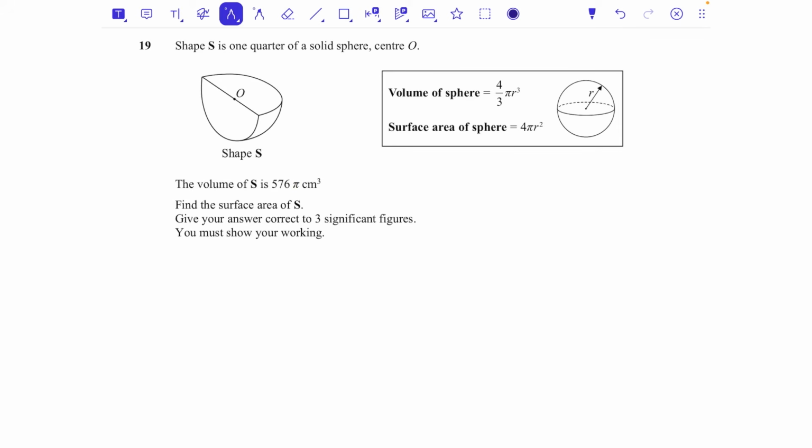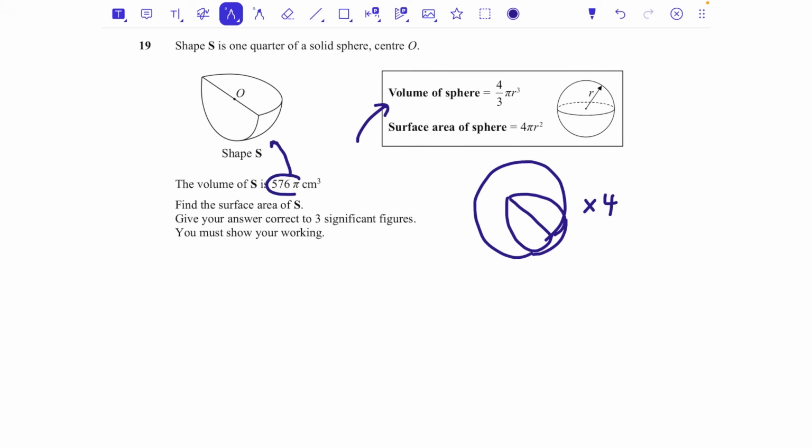The volume of S is 576 pi centimetres cubed. Find the surface area of S. Give your answer correct to 3 significant figures. So we're given all the formula that we need up here. We know that the volume of this shape is 576 pi. However, that shape is only 1/4 of a sphere. So imagine our shape like this. Ooh, how can I draw that? There you go. If that shape was an entire sphere, we would need to times it by 4.